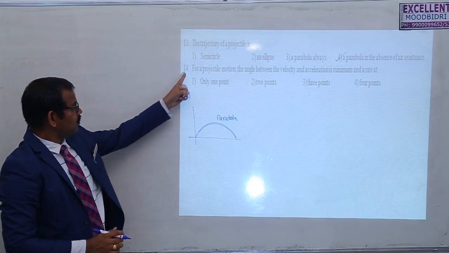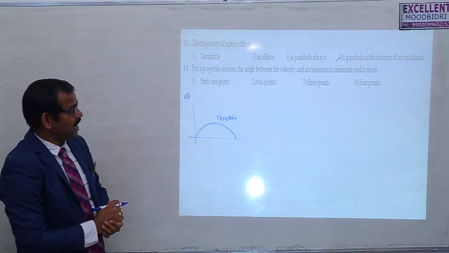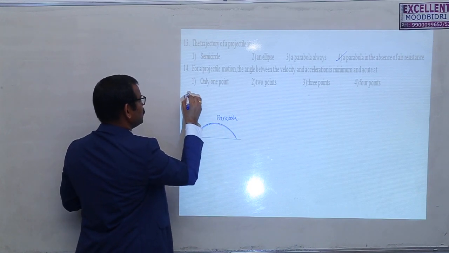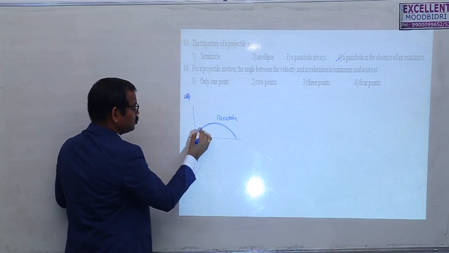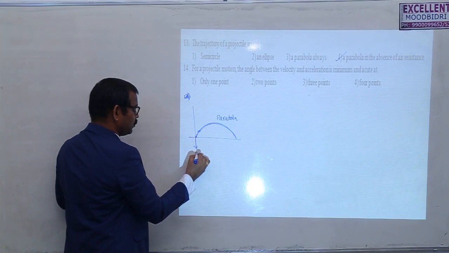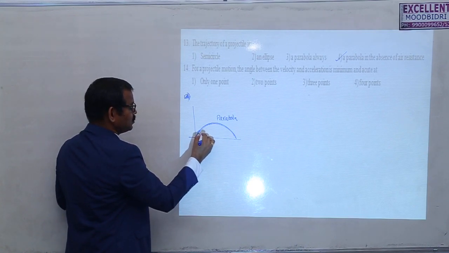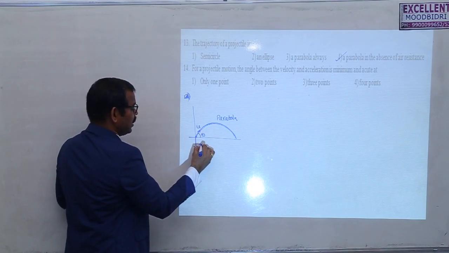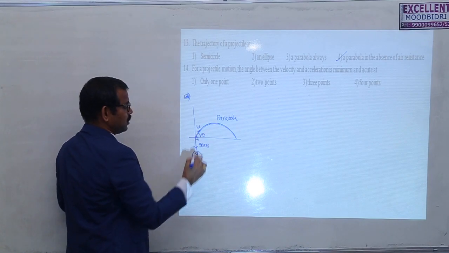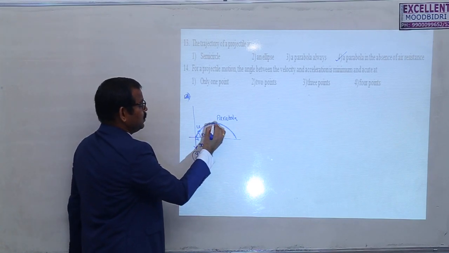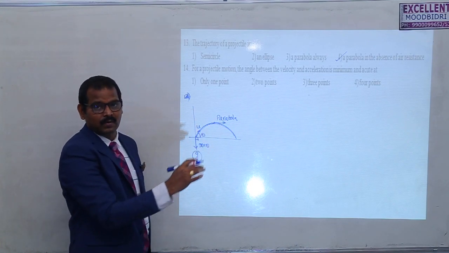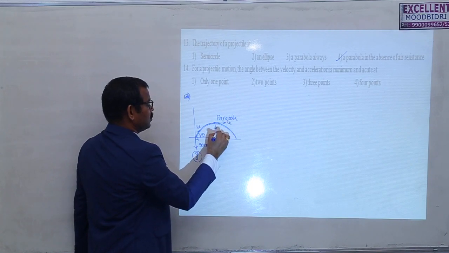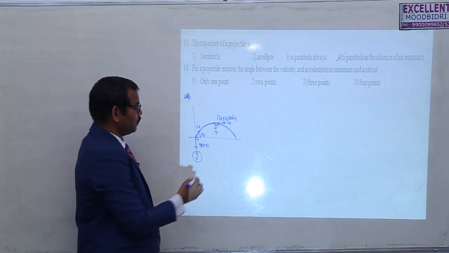Next one: for a projectile motion, the angle between velocity and acceleration is minimum at. Here, for the same diagram, we can see this is also question 14. When it is thrown upwards, the acceleration due to gravity is acting downwards. If the angle of projection is theta, then the angle between acceleration and velocity is 90 plus theta. This is 90 and theta. As the particle goes up, at maximum height the velocity is completely horizontal because vertical velocity is 0. So this is velocity, this is acceleration, and here the angle between these two is 90.